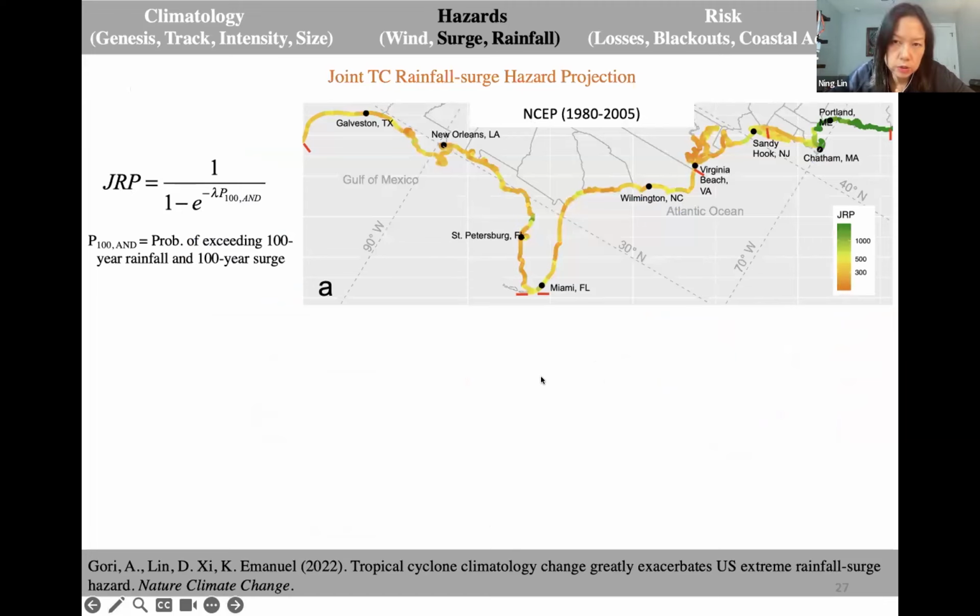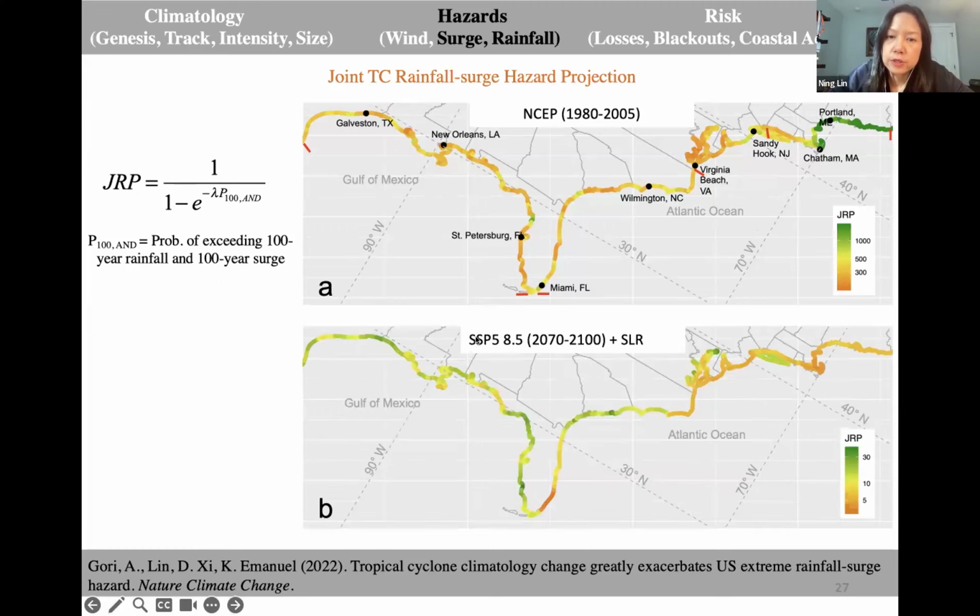So we, again, use a synthetic model to simulate a lot of storms. Every one goes through the storm surge modeling and rainfall modeling, and then we can look at the joint probabilities too. And here we're showing the joint return period, or related to the probability, of exceeding 100-year rainfall and 100-year storm surge at the same location. So this probability is very low, so the return period is very long for high latitude, meaning they are not that correlated.